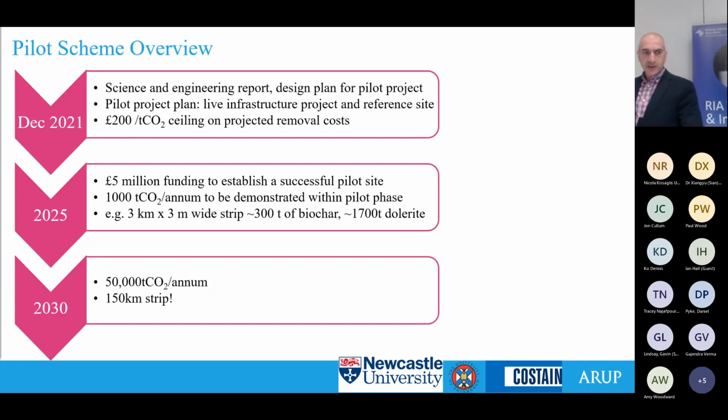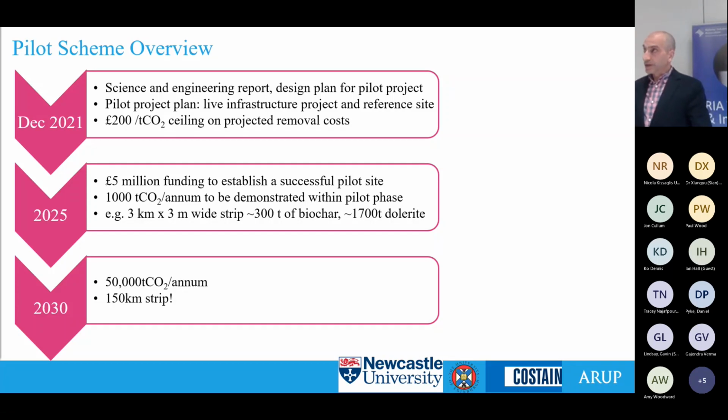The funding that's associated with that is sufficient for quite a large scale project, in relative terms at least. And the requirement, and this is really the minimum, is 300 tonnes of CO2 removal, 1,000 tonnes of CO2 removal per year by the end of the project, which really means 300 tonnes of biochar and potentially 2,000 tonnes of dolerite. So we're looking at how we might incorporate that into a relatively small roads project, which is a bypass project in the southwest of England.